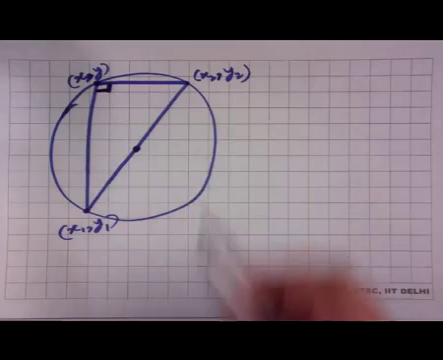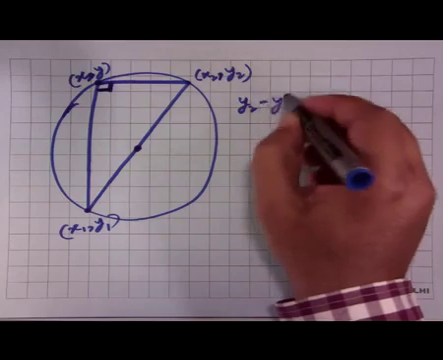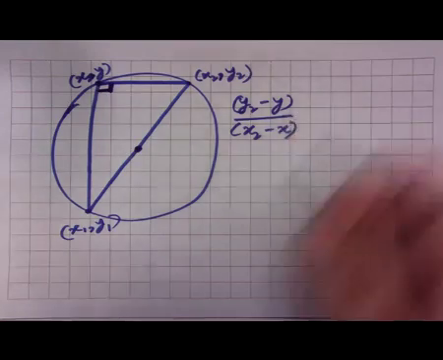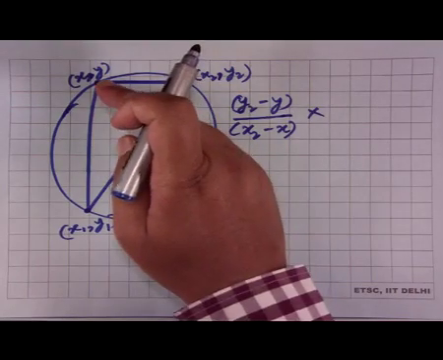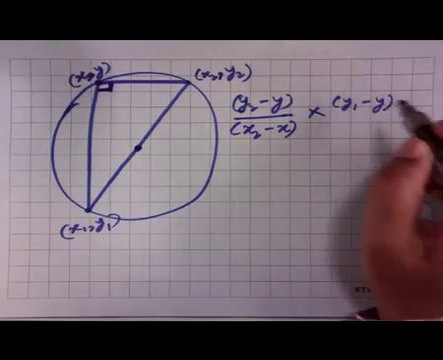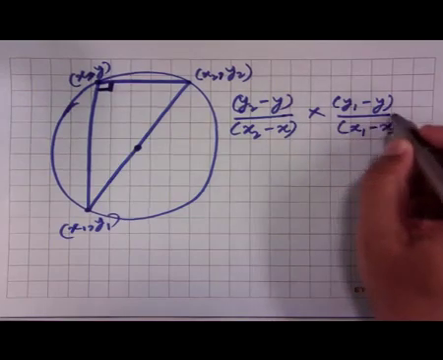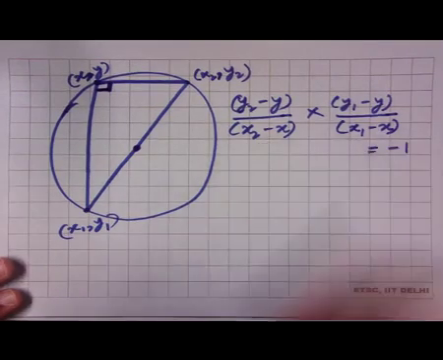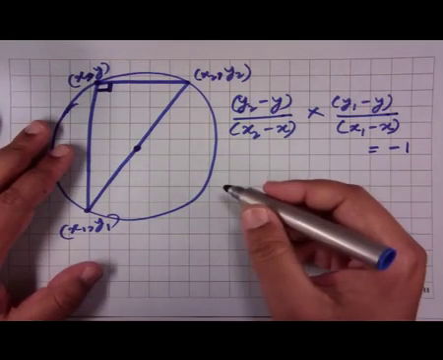The slope of this chord is (y2 minus y) over (x2 minus x), times the slope of this chord, which is (y1 minus y) over (x1 minus x), and this product should be -1.